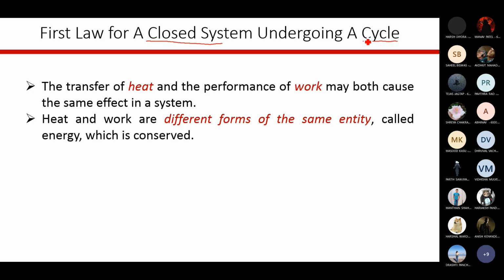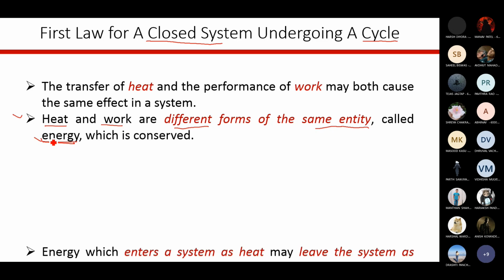Next, heat and work are different forms of the same entity. You should note this. I am not naming what this heat and work is; I am just saying it is some kind of entity. But here what we mention is both are different forms of the same entity, and we call this energy. So heat is a form of energy, work is also a form of energy, and this is conserved. We know this from the first law. So heat and work are different forms of the same entity called energy, which is conserved.